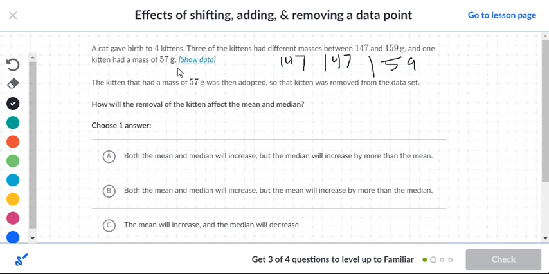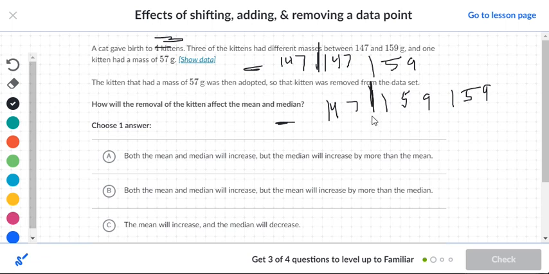Now the 57 we're not going to worry about. So instead of dealing with four kittens, we're going to go down to three kittens. So we could also say 147 and 159 and 159. Now, again, if the other number was in here, we would place it here, and again, it's not really going to change much with the median, but the mean itself will change.